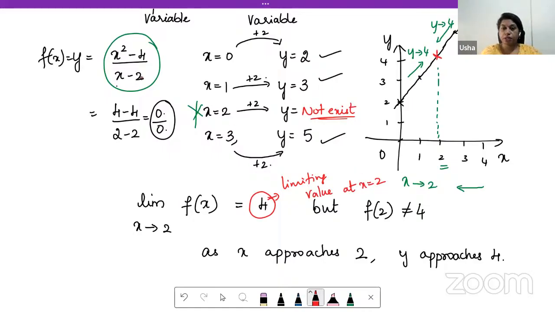Just put it in the chat if you're all comfortable and understood the limit concept. We will discuss a few properties and we will solve some problems based on this.